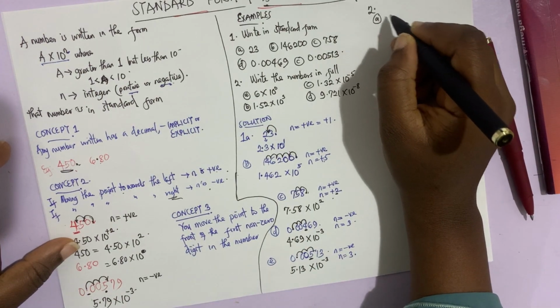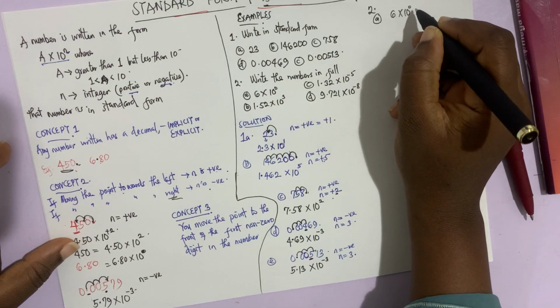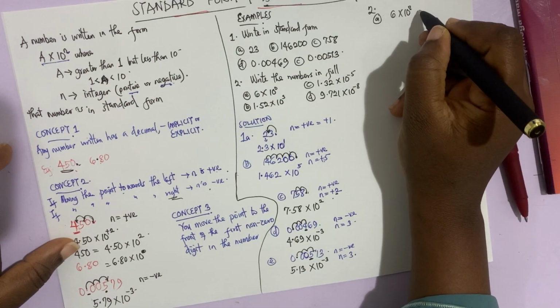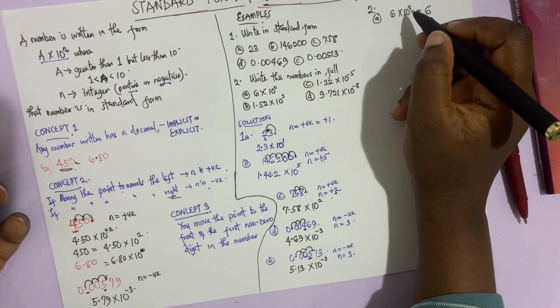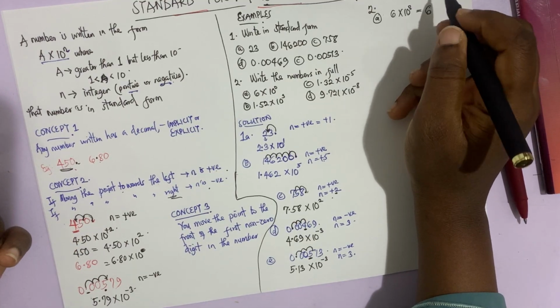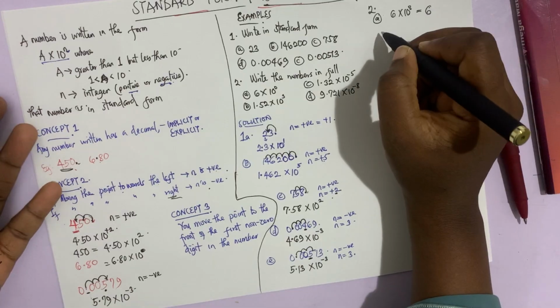You are asked to write the numbers in full. 6 times 10 raised to power 0. Note that 10 raised to power 0 means we are not moving at all. So that's still 6. Or if you want to use the knowledge from number base, 10 raised to power 0 is 1. 1 times 6 is still 6.